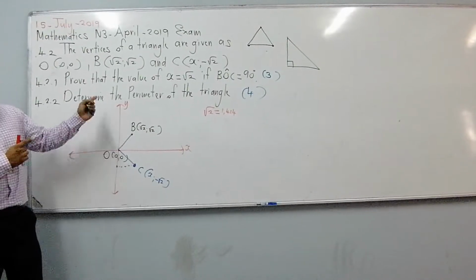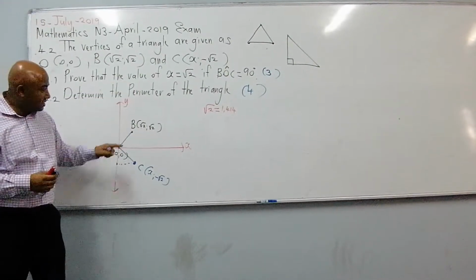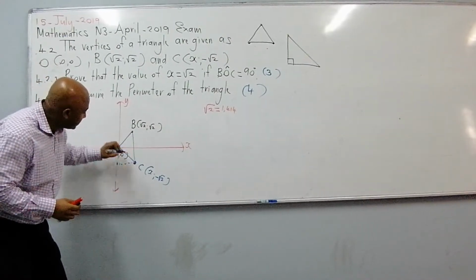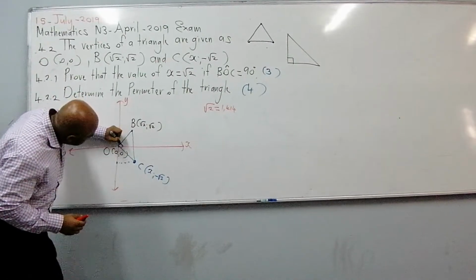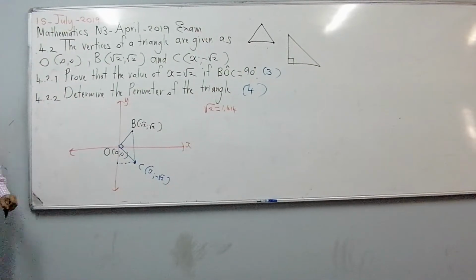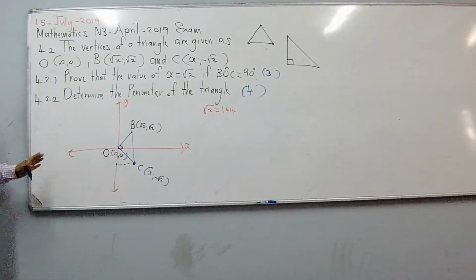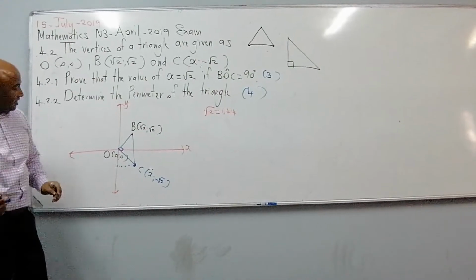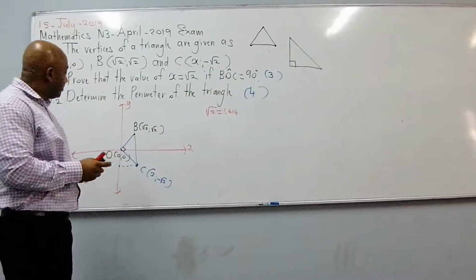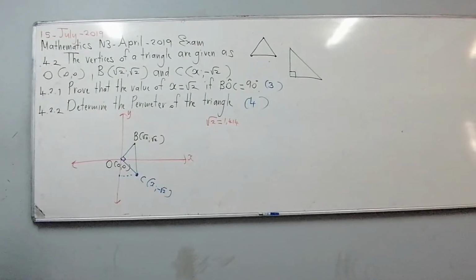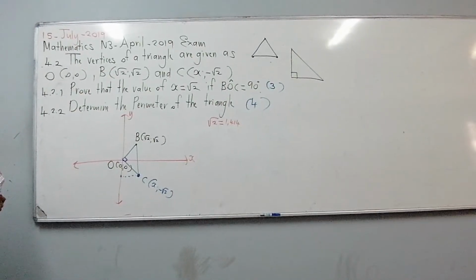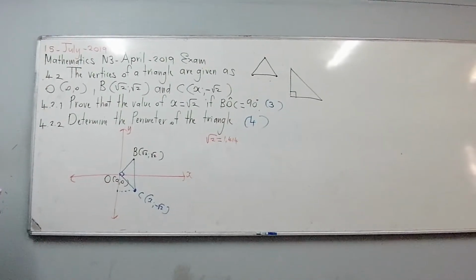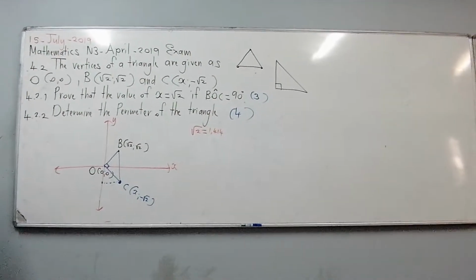But obviously we need to prove it in the next step. But can you see the way I'm drawing this triangle? So now if I take my ruler and I do this here, so here is my 90 degrees now. Can you see that? It's not 100% perfect, but it looks like 90 degrees now. Now prove that the value of x is equal to root 2 if BOC is equal to 90 degrees.